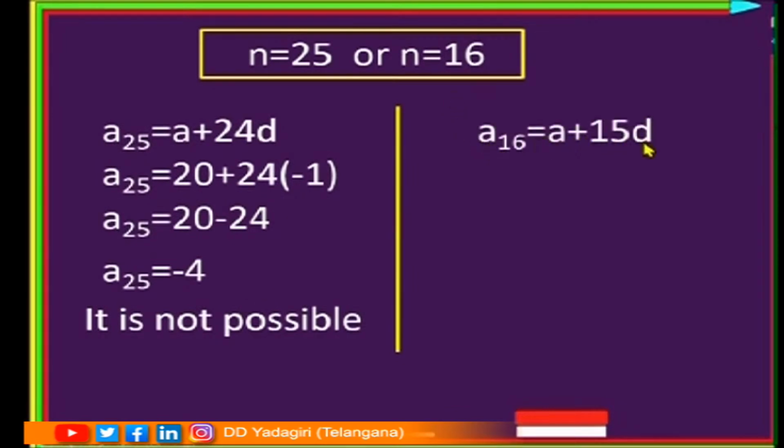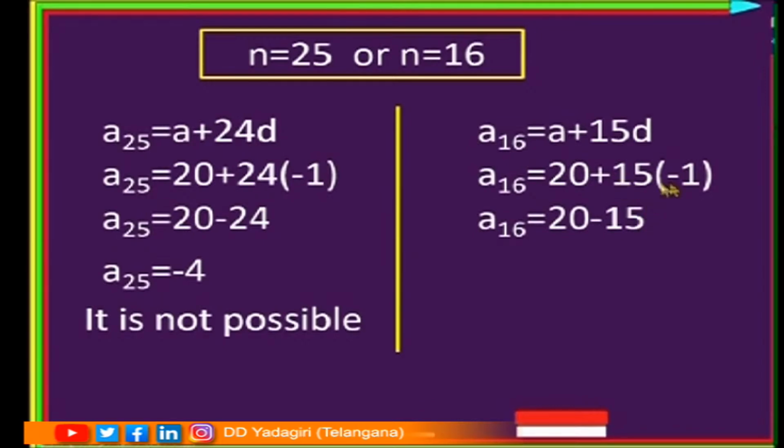a16 is equal to a plus 15d. So a16 is equal to, what is the value of a? 20 plus 15 into minus 1. So a16 is equal to 20 minus 15, which is equal to 5. So this is valid. Okay, so what does it mean?